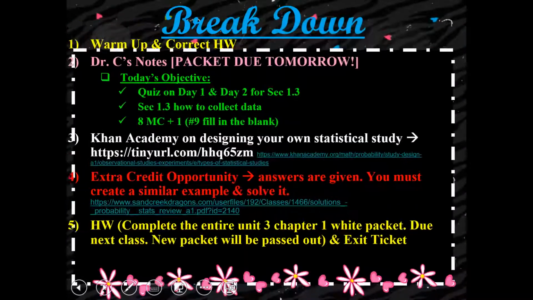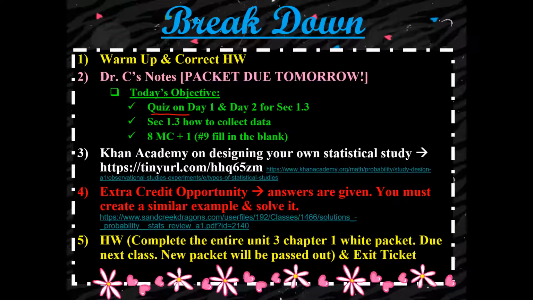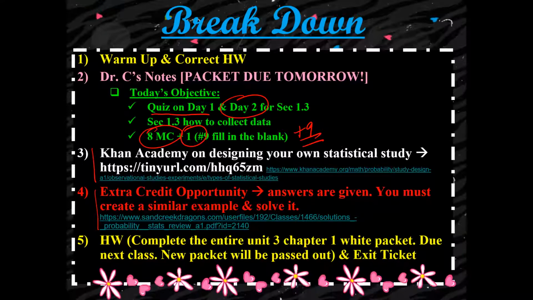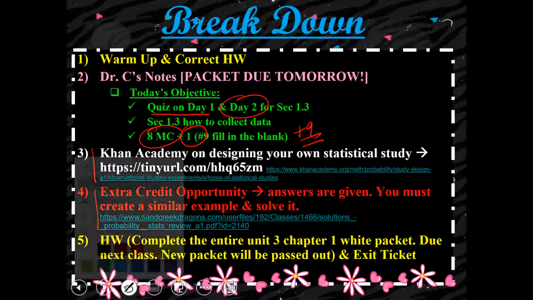All right, so this is the breakdown for today. You guys do have a quiz on section 1.3. It is 8 questions, multiple choice, and then 1 fill in the blank. So a total of 9 points altogether. After that, I'm gonna have you guys do a Khan Academy on design your own statistical study. It is on this tiny URL, so make sure you guys type that in. There is an extra credit opportunity that I am gonna talk to you guys about in a second. And with that said, let's go ahead and get started.